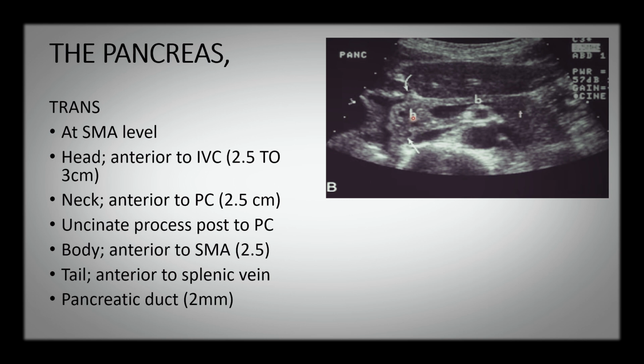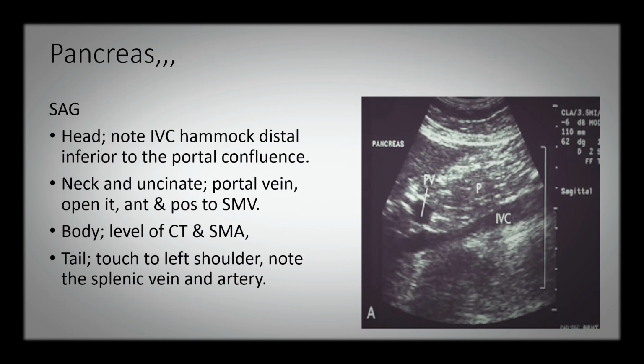For the measurements, the head shouldn't exceed 3 centimeters, whereas the neck shouldn't exceed 2.5. The body also shouldn't exceed 2.5 centimeters, as well as the tail. Alright, so the pancreatic duct is hard to see, but it is always seen, and shouldn't exceed 2 millimeters in its diameter. Okay, so that was a transverse image.